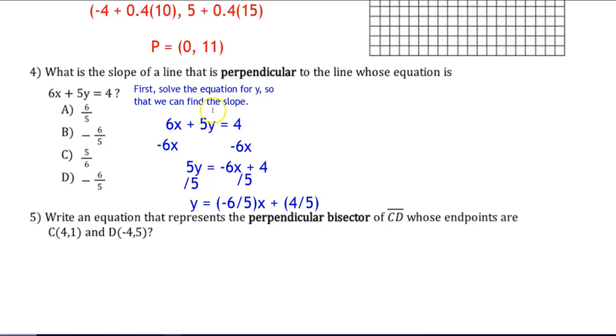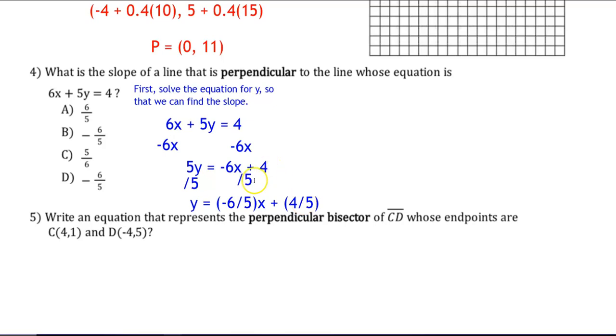First, we're going to solve the equation for y so we can find the slope. So get y by itself. We're going to subtract 6x from both sides. We get 5y equals -6x plus 4. And then we're going to divide both sides by 5, so we can get y by itself. When I do -6 divided by 5, I get -6/5. That's going to be my slope.